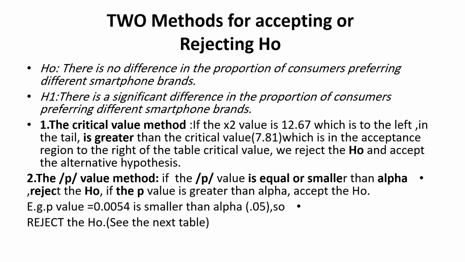The second method is the p-value method. If the p-value, for which we use the SPSS program, is equal to or smaller than alpha, which is the significance level, reject the null hypothesis. If the p-value is greater than alpha, accept the null hypothesis. For example, the p-value is 0.0054, which is smaller than alpha, which is 0.05. So reject the null hypothesis. See the next table.